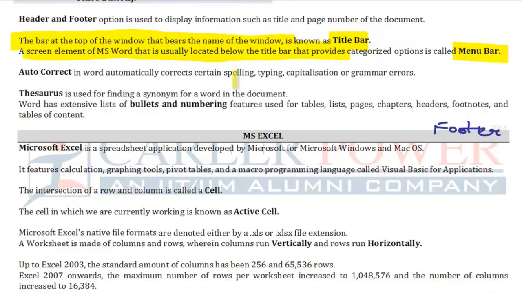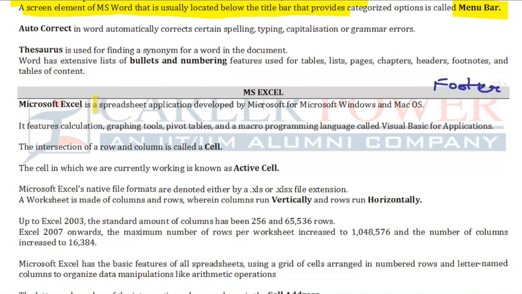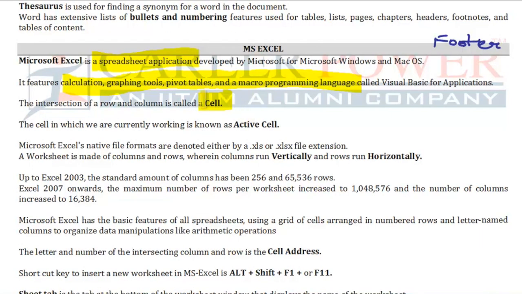Then we have MS Excel. MS Excel is a spreadsheet application of the Microsoft Office suite. It is used for calculating, graphical tools, pivot tables and macro programming languages. What is a cell? In MS Excel, we have cells that are the intersection of rows and columns. So, the intersection of a row and a column is called a cell. And the cell whose content we are currently working upon is known as the active cell. Then we have the file extension or file format for an MS Excel file, which is .xls or .xlsx.